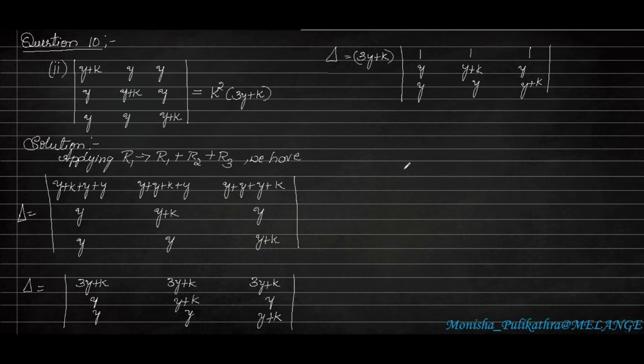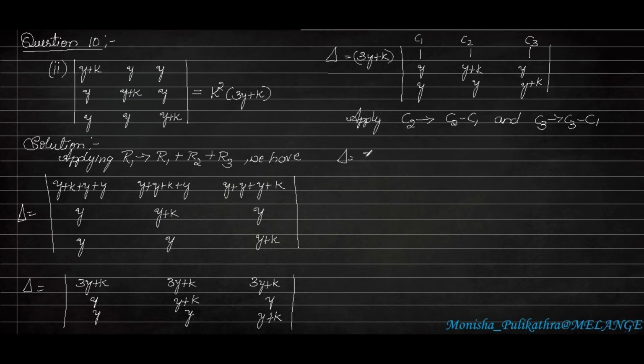So after this we have to apply one more rule. Here, this is column 1, this is column 2 and column 3. So for column 2 I will be doing the change C2 minus C1, and for column 3 also I will be doing the change C3 minus C1. So these are the changes I have brought here.